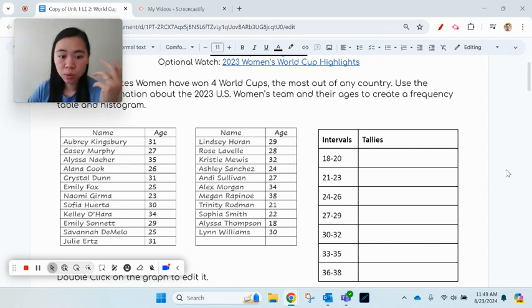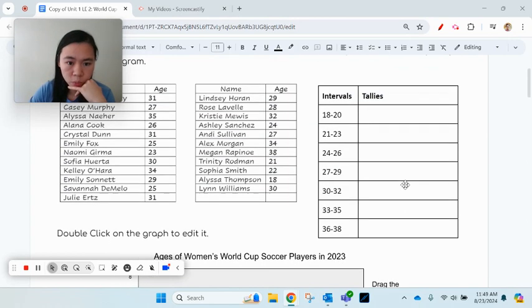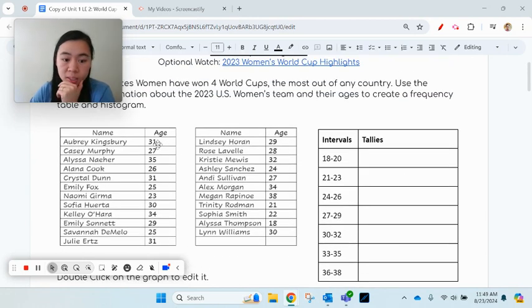If I asked you how many players are in their 20s, just looking at this big list over here, it's hard to see. You have to sit there and count them. If I ask you how many players are exactly 27, you've got to look in this big pile of ages and try to find all the 27s. But if we organize it in a table like a frequency chart, or if we put it on a histogram, which we're about to make, we can quickly see that most of the players are this age or within this age range.